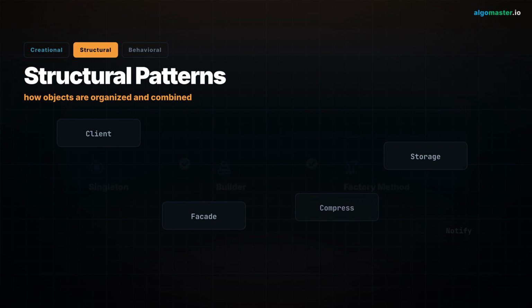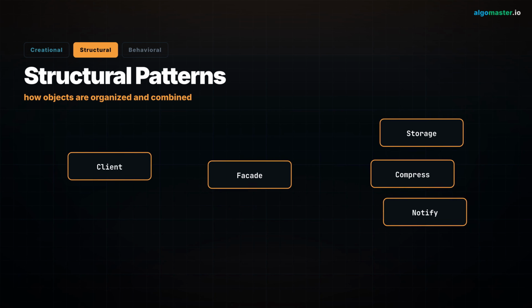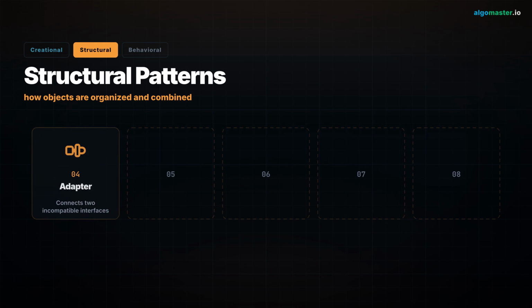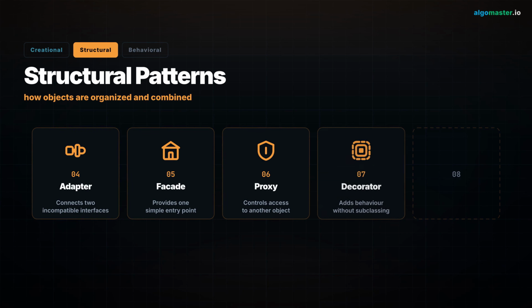But once those objects exist, we also need effective ways to connect, organize, and combine them. That brings us to the next category, structural design patterns. In this section, we'll cover 5 important structural patterns: adapter, facade, proxy, decorator, and composite. Let's begin with the adapter pattern.